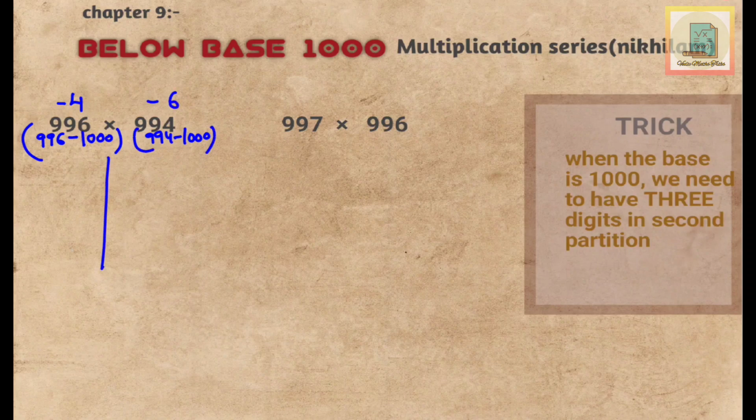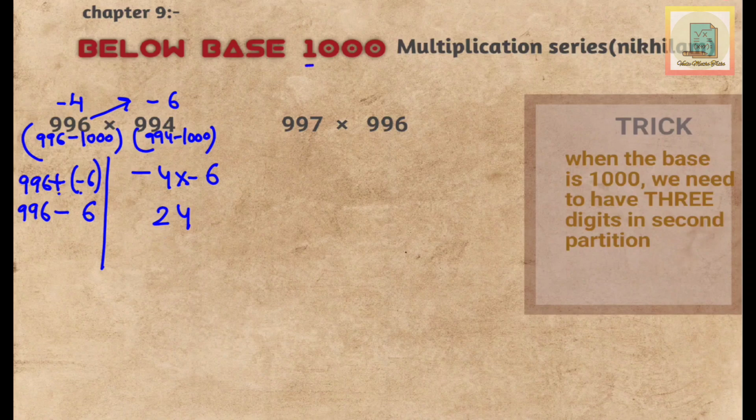Now make a partition. In the first partition, first number plus the second deviation. So 996 plus, the deviation is with the negative sign, so minus 6. Now here 996 plus and minus makes it minus. So minus 6, and in the second partition multiply the deviations, which is minus 4 multiplied by minus 6. 4 multiplied by 6 gives you 24 and minus multiplied by minus gives you plus. So here the answer in the second partition is 24.